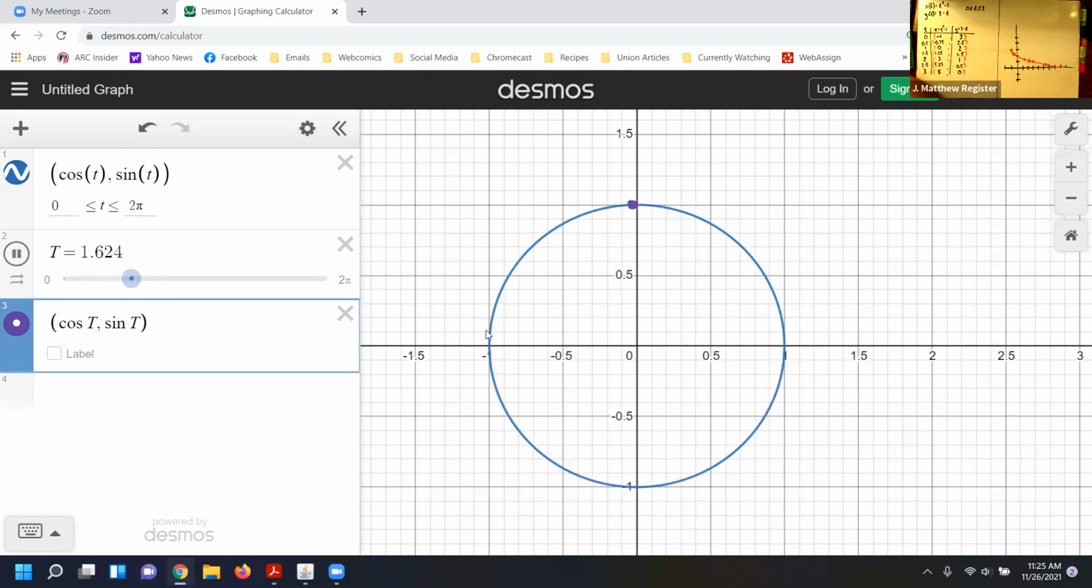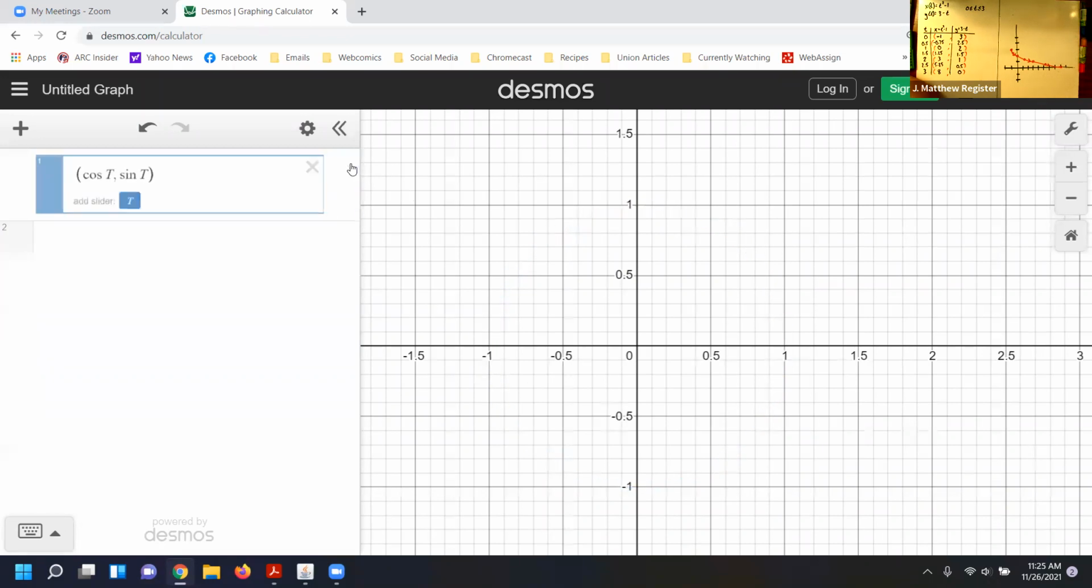And this will show how, with respect to time, this point is going to be going in a circular motion. And this is all just done parametrically. This first one, the cosine of t comma sine of t, is just the general equation. And then this is showing how it progresses along that at various times of t.